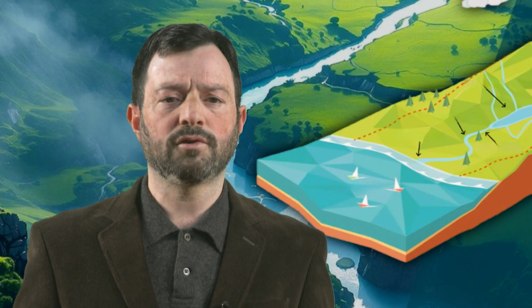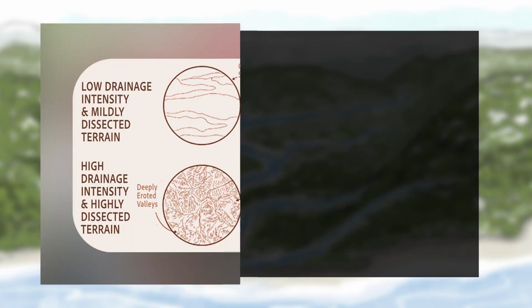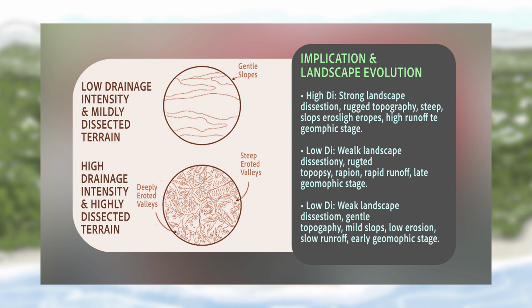So, the formula for drainage intensity is Di = F / Dd, where Di is drainage intensity, F is stream frequency, and Dd is drainage density, in kilometers of stream length per square kilometer. So, the drainage intensity indicates how strongly the landscape is dissected.